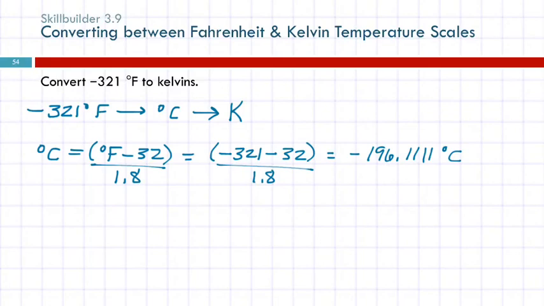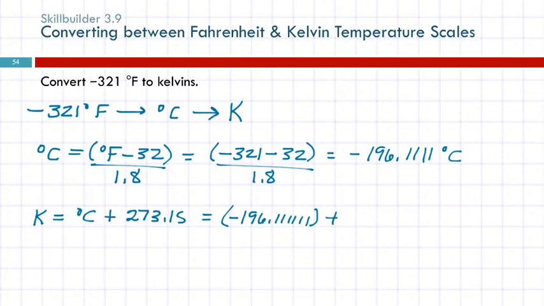I'm going to keep some of those ones, and now I'm going to take that number, and I'm going to convert it to Kelvin, and I'm going to round at the end. Kelvin equals degrees Celsius plus 273.15. So I've got that number, negative 196.111111, whatever, plus 273.15. And the calculator says 77.038888, a whole bunch of eights. And that would be Kelvin, not degrees Kelvin, just capital K.